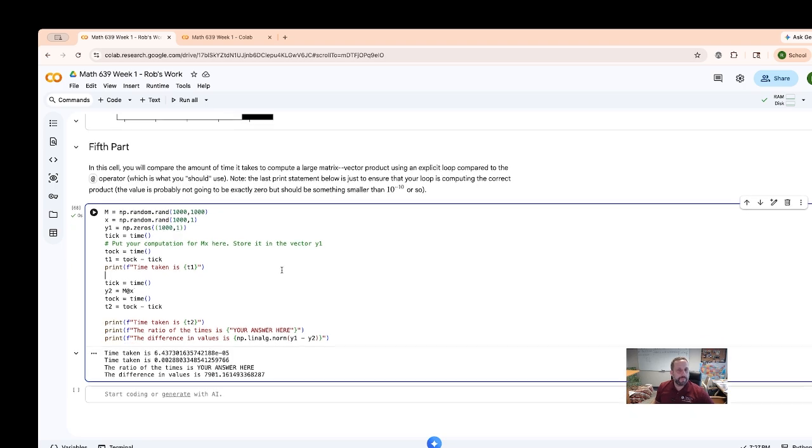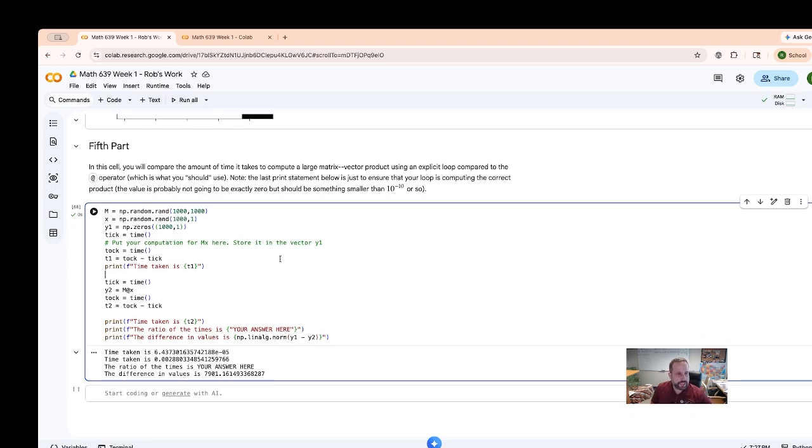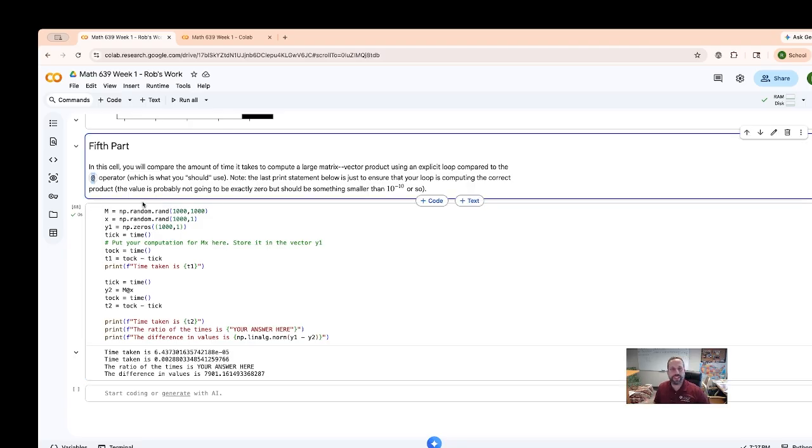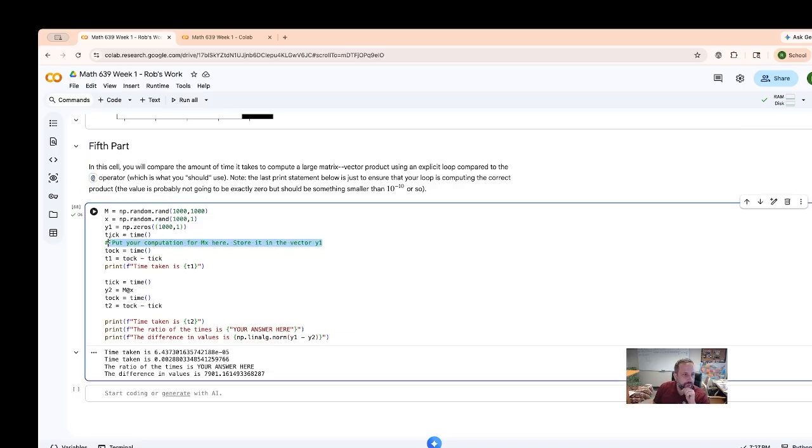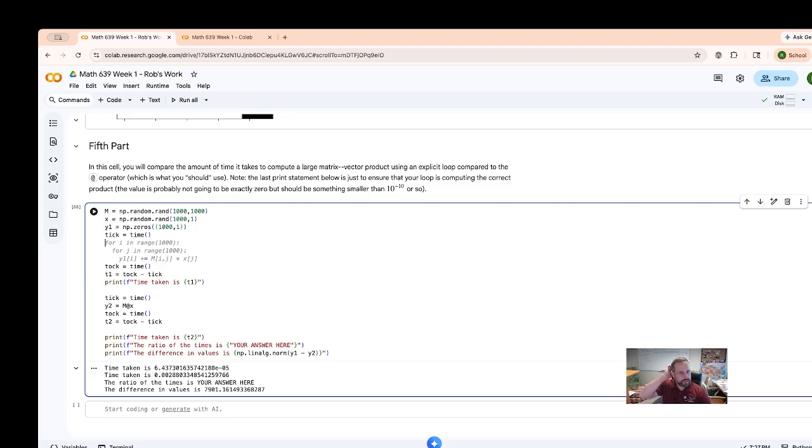Okay, so now we have come to the fifth part. The goal in this part is to show that doing explicit loops is going to take a long amount of time, and so we should really only use this @ operator and in general the built-in functions that Python has. So here's what we're going to do. We're going to compute the vector here. We're going to go down y and compute it column by column, I guess. And so we're going to do the following.